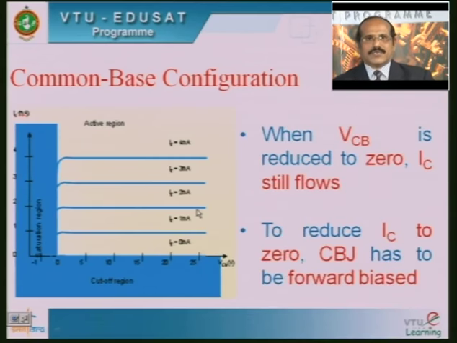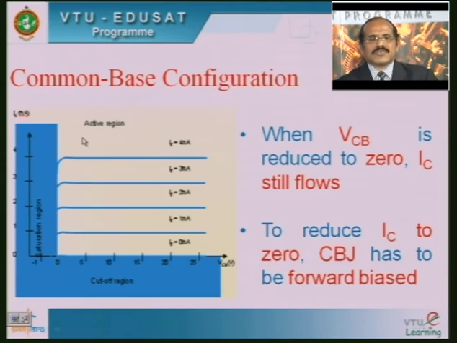through the device here. Another point you can note down at this edge: whenever VCB is reduced to 0, IC still flows. At this point, corresponding to VCB equal to 0, a finite amount of collector current is still flowing. The reason is that VCB equal to 0 means there is no reverse bias across the collector base junction.